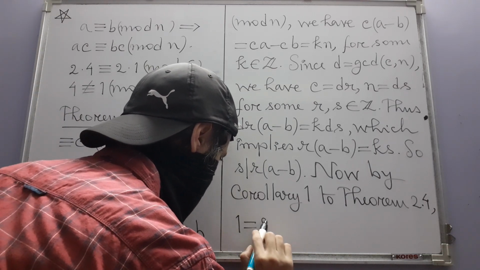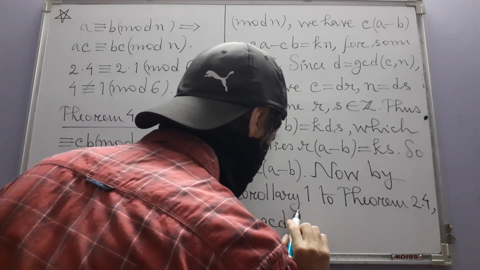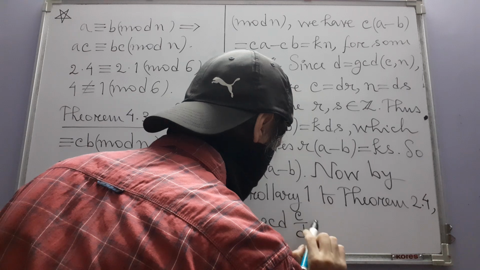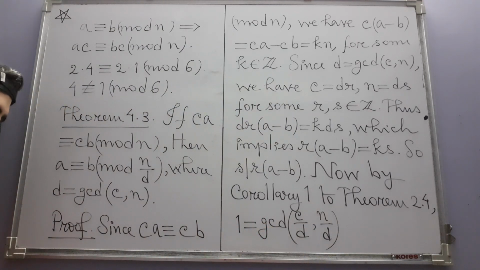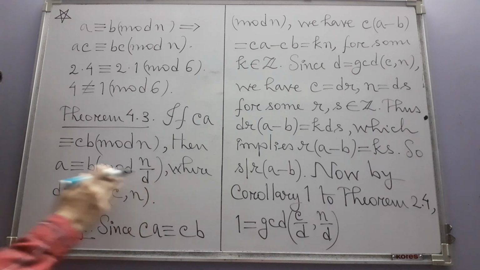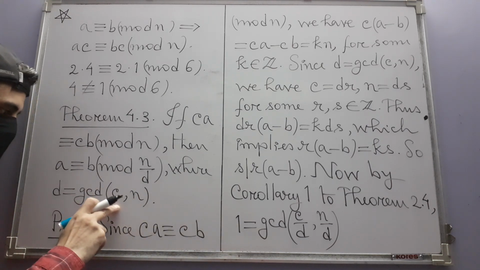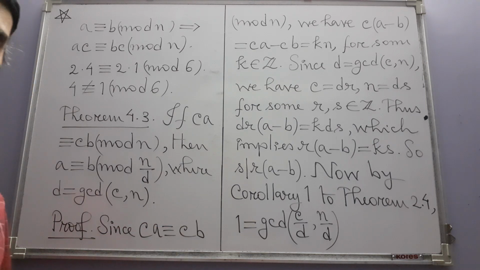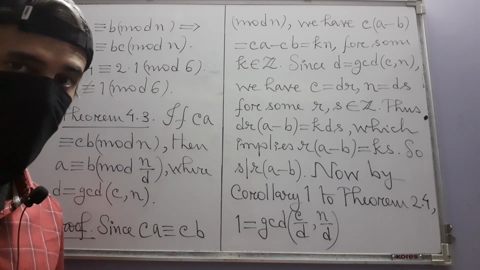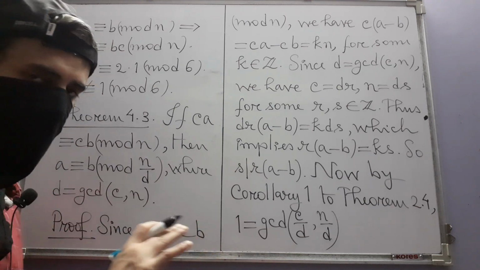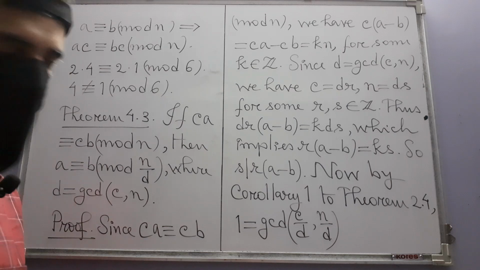1 is equal to GCD of C divided by D and N divided by D. It's as if you have divided both sides by D. On the left hand side you are getting 1 and on the right side you are getting those two numbers. But of course that's only for remembering the result. Actually we are not dividing by D. This is just a consequence of this equation. And that's what this corollary says.